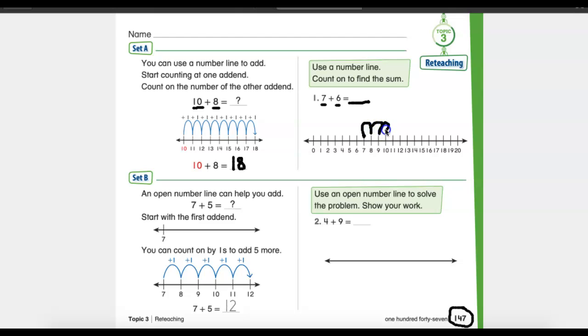2, 3, 4, 5, 6. Sorry, my jumps are a little messy, but that's okay. We still started at 7 and jumped 6 places, and that brought us to 13. So 7 plus 6 is equal to 13. So we got this using our number line by starting at 7 and counting on 6, and it brought us to 13, and we got those numbers from our equation at the top.